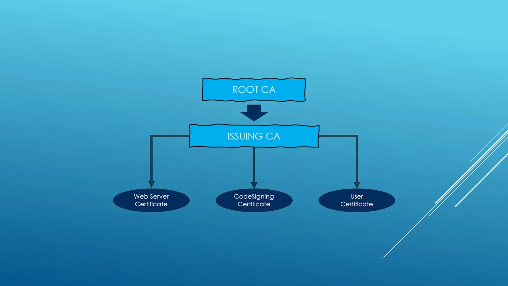And now I will show you how to set up a root CA using OpenSSL. This root CA will then issue a certificate to my issuing CA. My issuing CA will have a template to issue a WebServer certificate, a Codesigning certificate, and a user certificate. I will show you how to generate some of these certificates with the help of an issuing CA. And finally, I will show you how to revoke a certificate using OpenSSL. Let's begin.